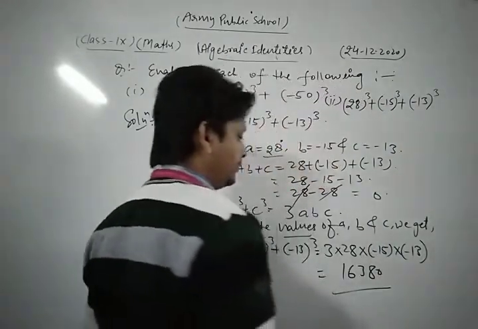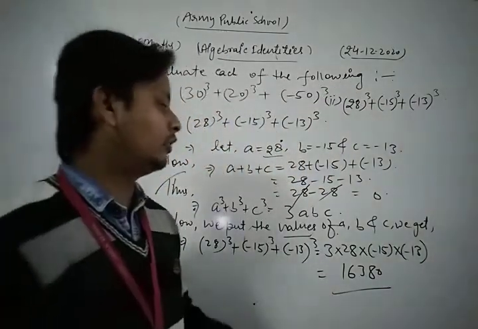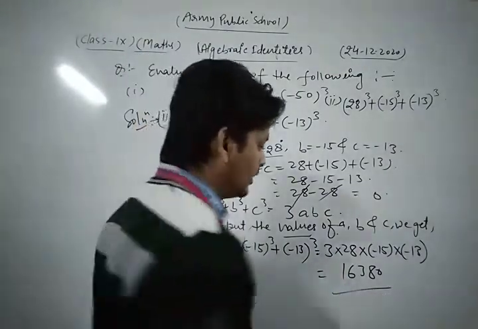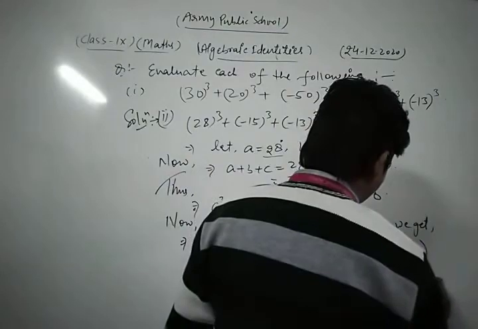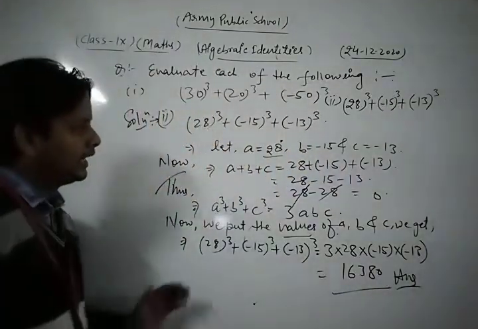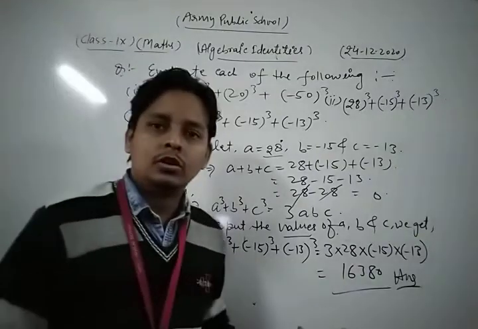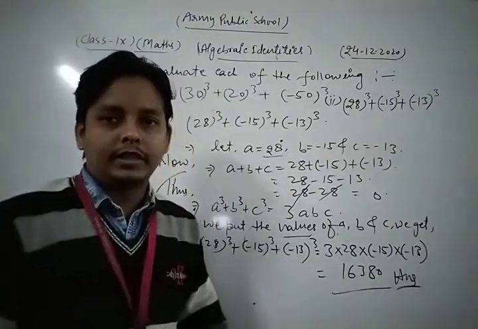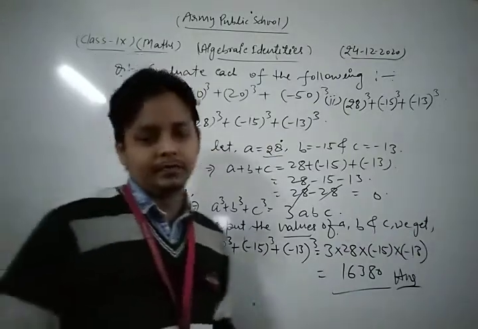After multiplying them, the value of the solution of the given question is 16,380. This is the required solution of the given question. Thus, dear students, in this way you can solve each and every question of your NCERT exercise based on that topic.